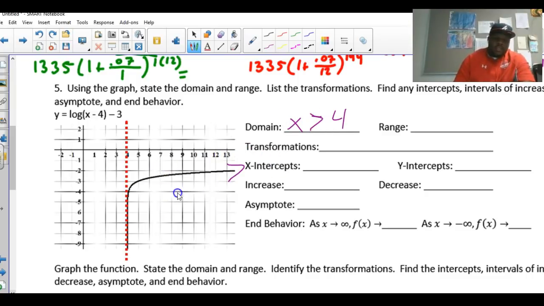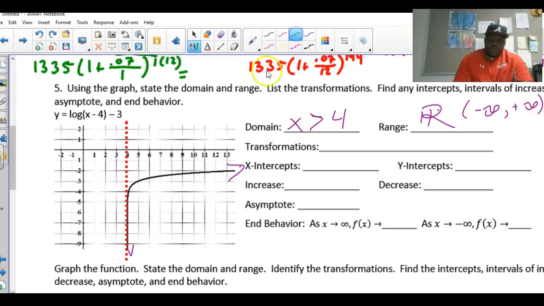Now for the range, this thing goes completely down. It never stops going down, nor does it stop going up. Although it's going to the right, it's increasing subtly, and it'll continue to increase infinitely. So the range for this and these other logs is going to be all real numbers. Or some of you guys like to write negative infinity to positive infinity. That's cool too. Okay.